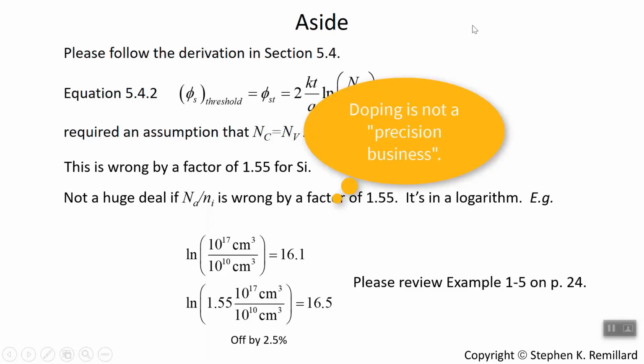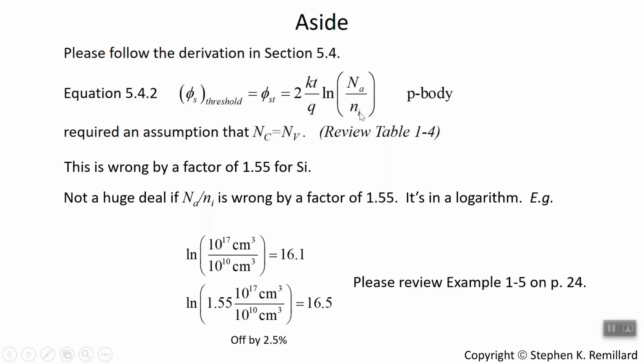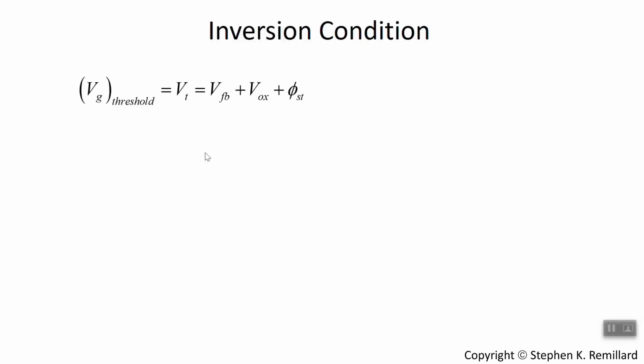But it's also not that big of a problem to actually use the right expression. But go ahead, let's use this expression here for the surface potential at threshold. Okay, that was my aside. Go through that on your own. Review example 1-5 for another justification for going ahead and saying this. So let's get back to the inversion condition.